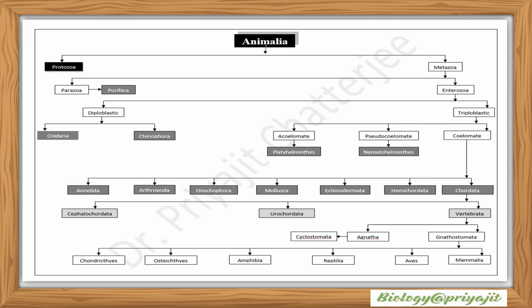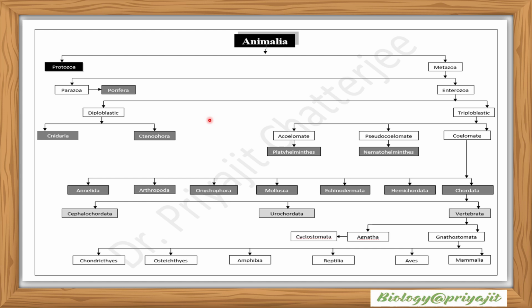This is the classification scheme, and animals can be divided into 2 groups: Protozoa, which are unicellular, and Metazoa, they are multicellular. We can divide Metazoa into 2 groups: Parazoa and Eumetazoa. Parazoa and Eumetazoa both are multicellular, but Parazoa have no tissue grade organization. There is the phylum Porifera under the group Parazoa, and Eumetazoa we can further divide into 2 groups: diploblastic and triploblastic. Diploblastic means which have 2 germ layers like ectoderm and endoderm, and triploblastic means we have 3 embryonic germ layers: ectoderm, mesoderm, and endoderm.